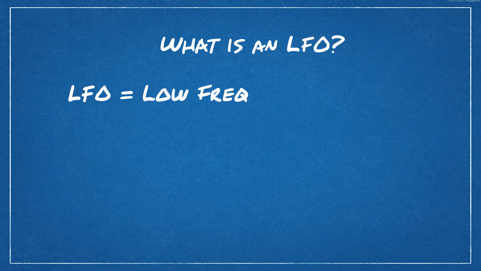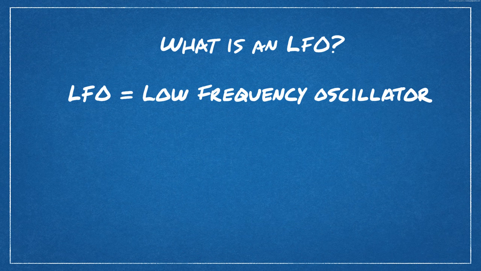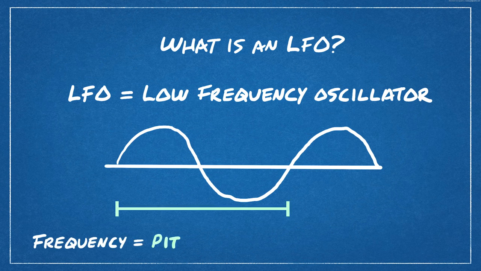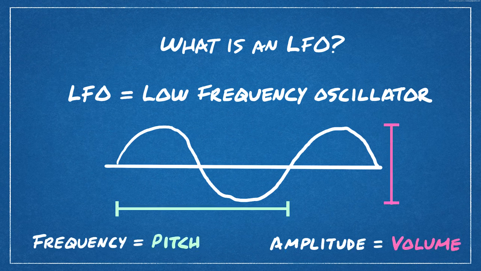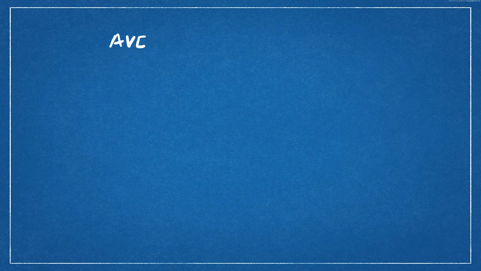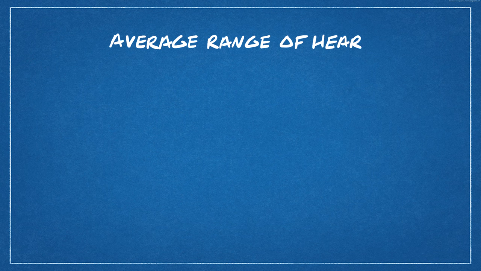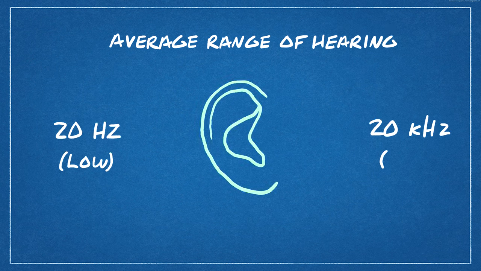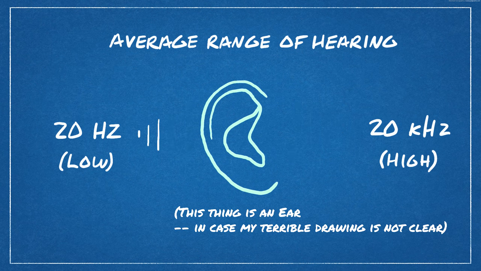LFO stands for low frequency oscillator. So, as we just saw, an LFO is a wave, but its frequency or rate, which also governs pitch, of course, is usually below 20 Hz, at least at its low values. The normal frequency range of a young, healthy person's hearing is around 20 Hz to 20,000 Hz or 20 kHz. So obviously, if the frequency of an LFO is below 20 Hz, we're not going to hear it.